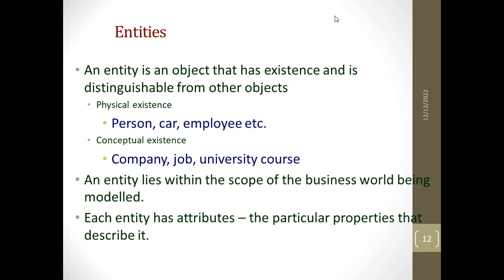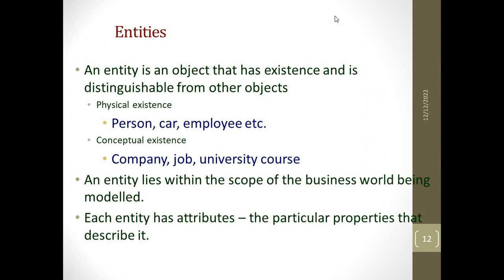An entity is an object that has existence and it is distinguishable from other objects. An entity might have a physical existence, like person, car, employee, what we can see with our eyes. Otherwise it might have conceptual existence: company, job, university, course. There is no physical existence for these things, but it is an object and it is distinguishable from other objects.